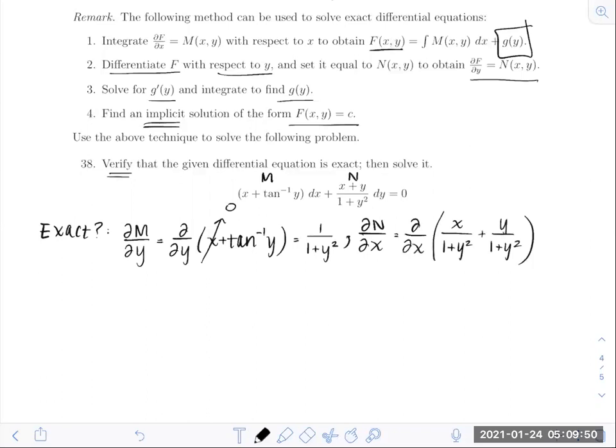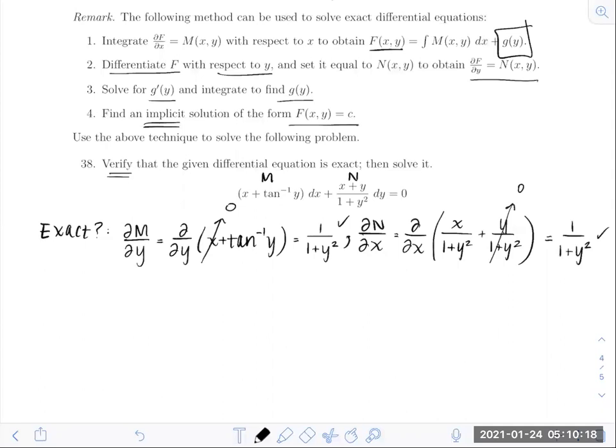I think this makes it a little bit easier to see the derivative. This piece doesn't have any x terms, so we know that its partial goes to 0. And the first summand has a single linear x, which is going to differentiate to 1. And so this leaves us with 1 over 1 plus y squared. And sure enough, those two partials are equal. And so that tells us that our differential equation is exact.